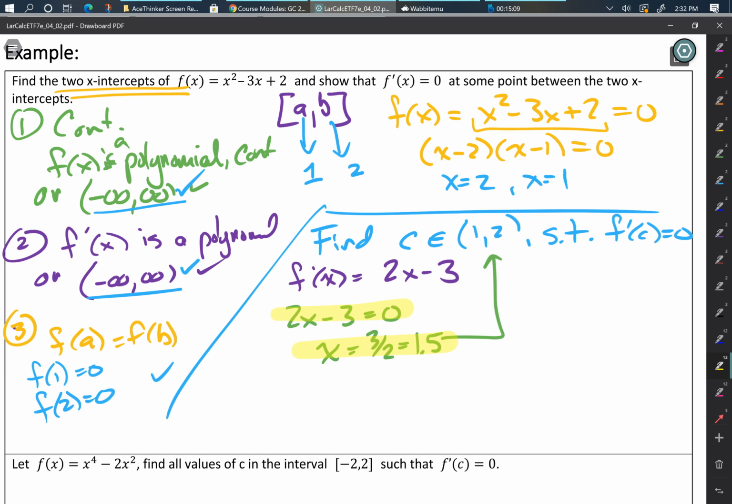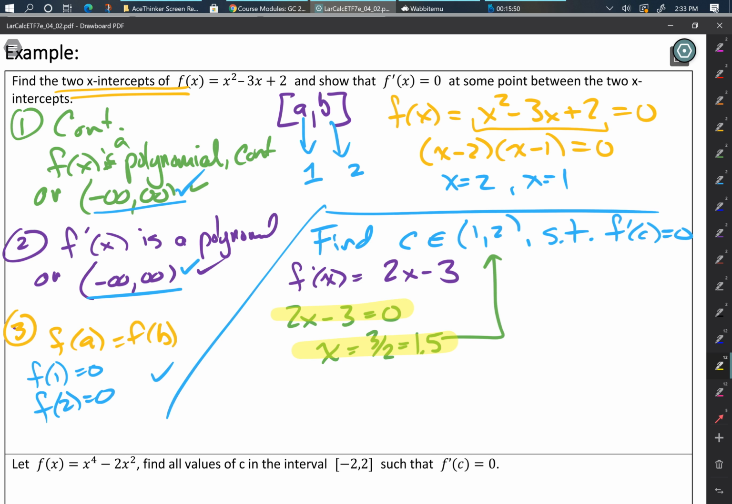And so I've shown that it works because it is a polynomial that is continuous on the entire real number line. Its derivative is also a polynomial, so its derivative exists, or is differentiable, for all real numbers. f of a is equal to f of b. I found a to be 1 and b to be 2 by taking the function and setting it equal to 0 because it told me to find those x-intercepts. And then I took the derivative, set it equal to 0, because Rolle's theorem says it will be, and found out when that was going to happen. In this case, it happens when x is equal to 3/2, which is smack dab in the middle of 1 and 2.